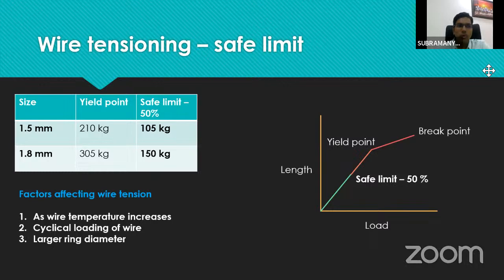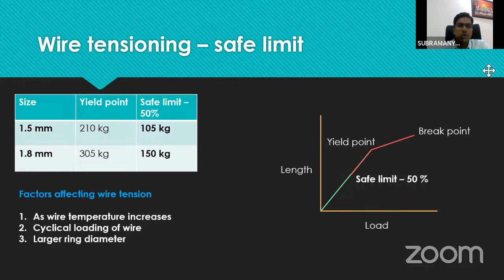That is, for a 1.5 mm Ilizarov wire, the yield point is 210 kgs. The safe limit will be 105. And for a 1.8 mm wire, the yield point will be 305 kgs. The safe limit will be 150 kilograms. These kilograms we will be seeing on the dynamometric wire tensioner, and how to apply it.